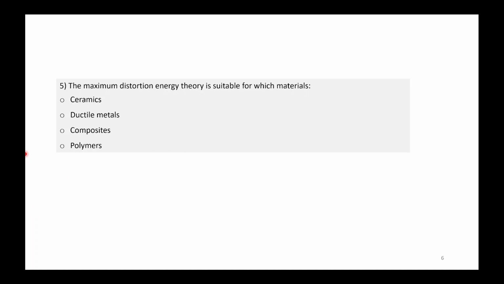Question 5: The maximum distortion energy theory is suitable for which type of materials? Your options are ceramics, ductile metals, composites and polymers. So this theory is mainly used for ductile metals.